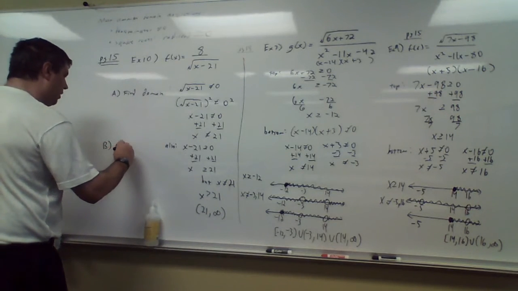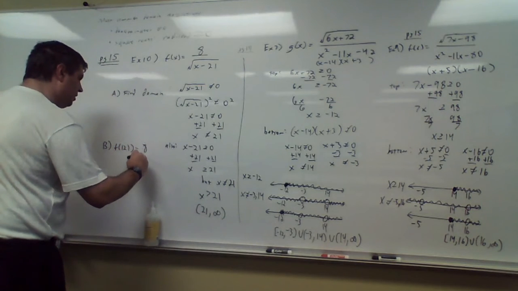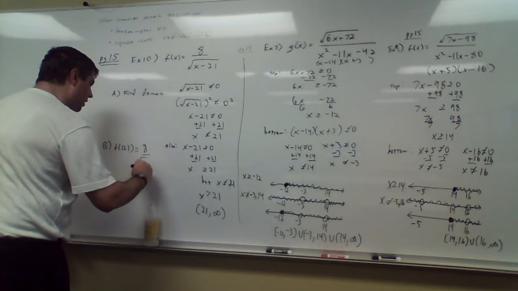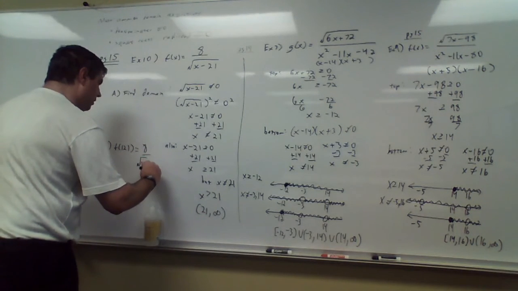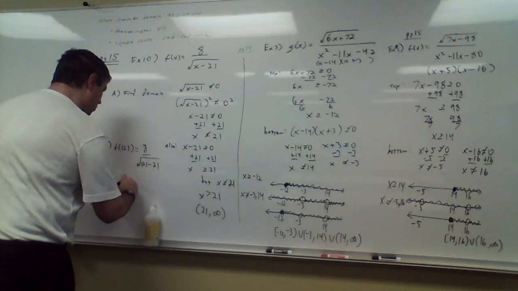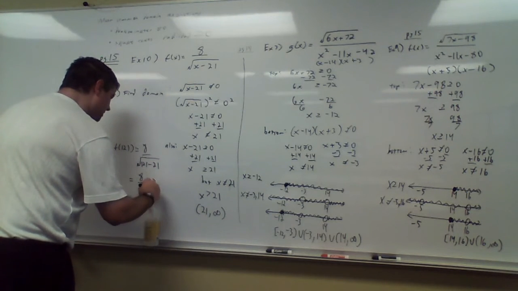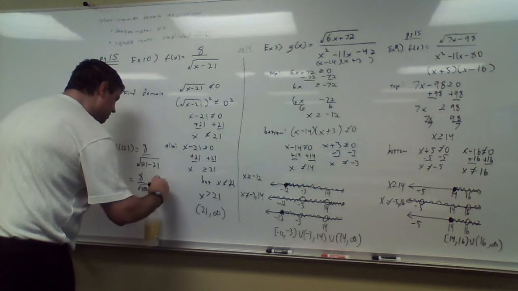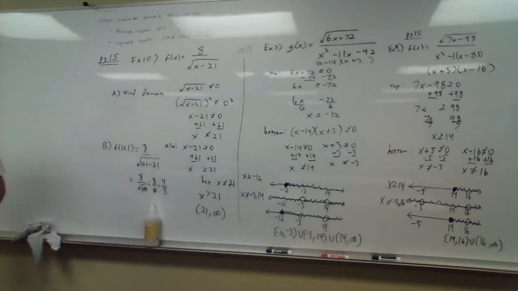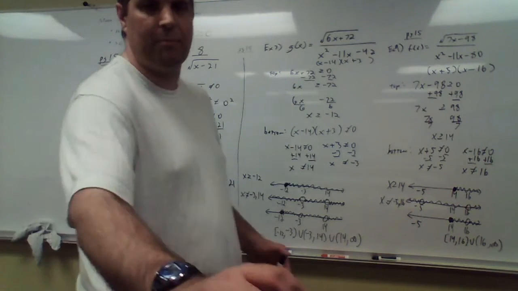B, f of 121 would equal 8 over the square root of 121 minus 21, which equals 8 over the square root of 100, which is 8 over 10, which is 4/5. And that is it for page 15. I'm going to pause here and set up for the next part of the document.